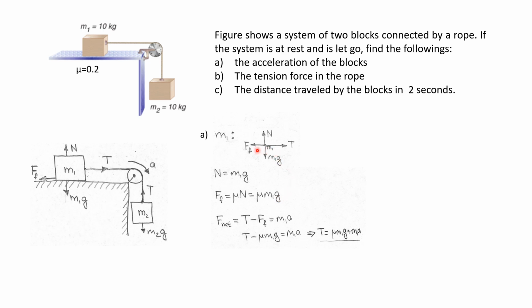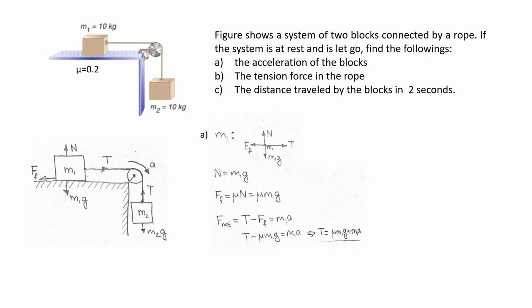Now, in the case of in-plane forces, since the block is going to be moving forward, the net force is going to be the tension minus the friction force, right? And according to Newton's second law, it has to be equal to the mass of the block times the acceleration. So T minus mu m1g has to be equal to m1 times a, or if we move this to the other side of the equation, we end up with T equals mu m1g plus m1a.